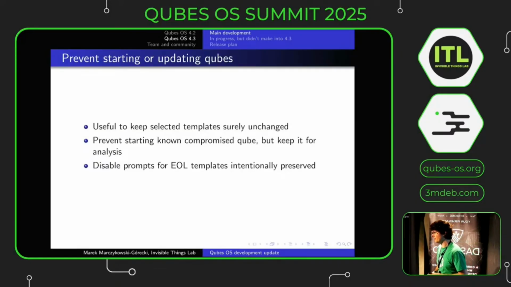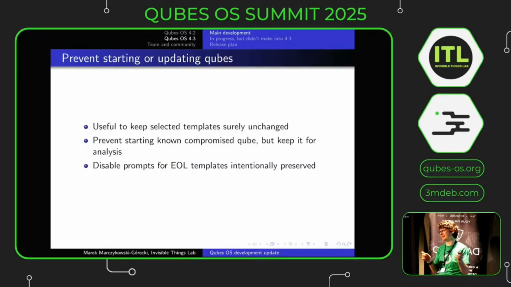So another thing, very small but very useful. If you have some cubes that you still want to keep, but you don't really use them for some reason, then there are two things. One is if you really don't want to start it by accident, by misclicking something, you can set a flag to prevent starting it, and then an attempt to start it will show you an error that you set it to prevent this.